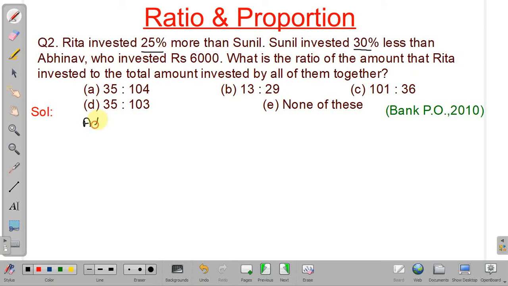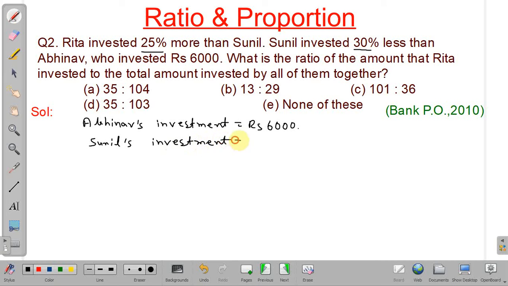So as it is given, Abhinav's investment is rupees 6,000, and from Abhinav's investment we can find Sunil's investment. Sunil's investment will be, as he is investing 30% less than Abhinav, so it will be 70% of Abhinav's amount. So 70 by 100 into rupees 6,000, so it will be equal to rupees 4,200.